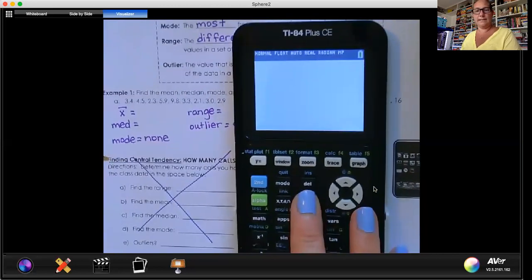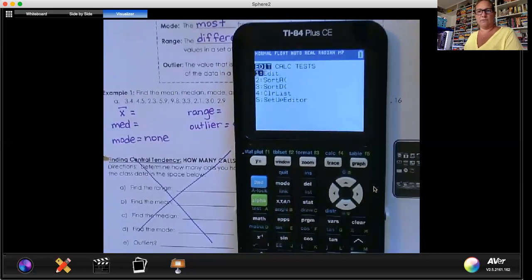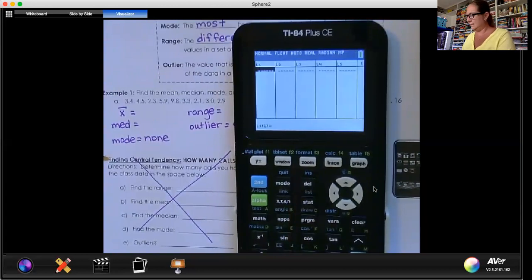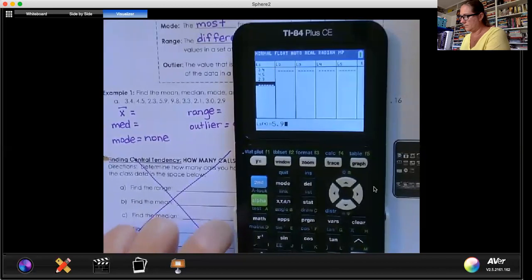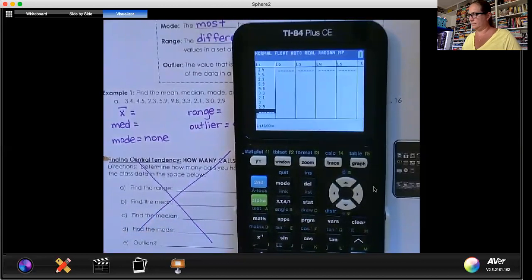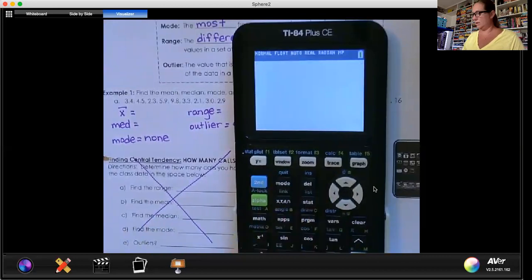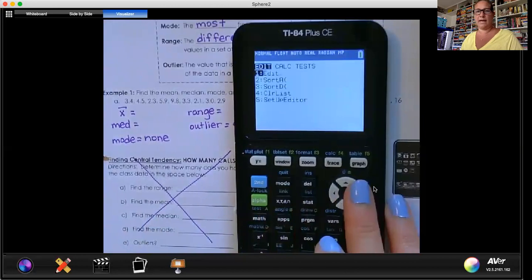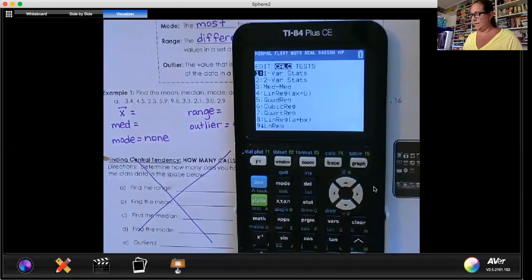So you may want to write these down. Start with stat, like you were finding regression, and edit. You're going to enter your data in list 1. Second quit. Here are your new calculator commands. Stat over to calc and 1. You can hit 1 or enter, either one, and then go to calculate and enter.